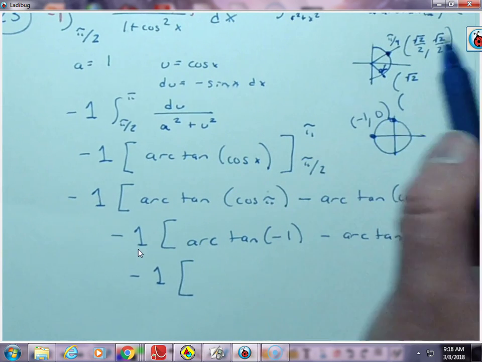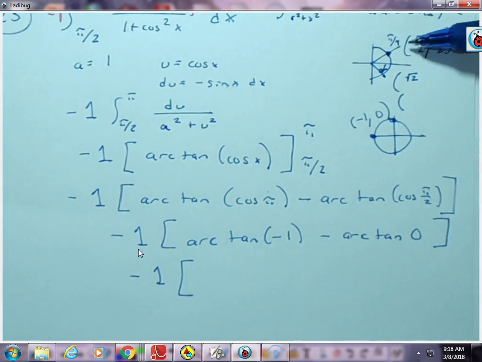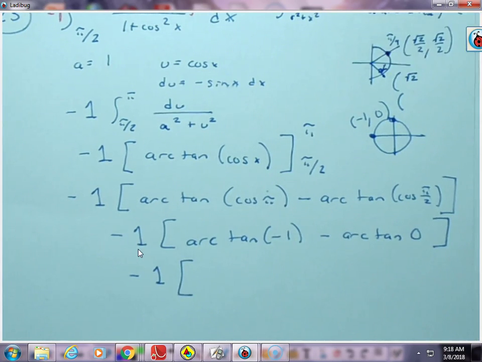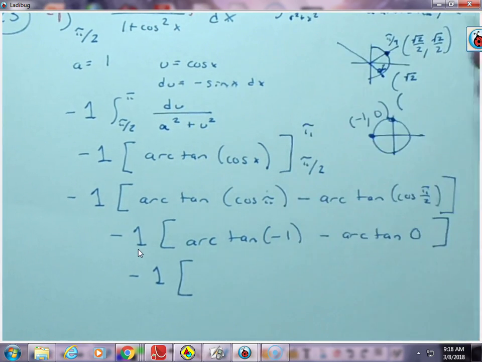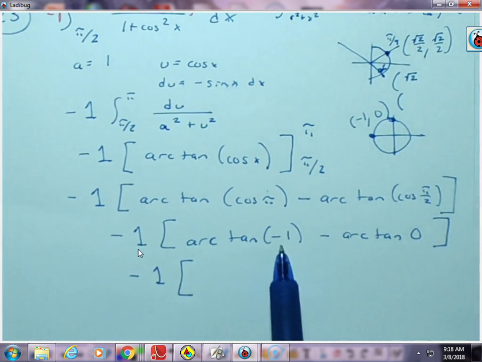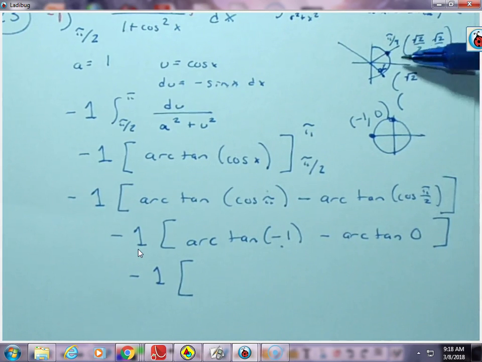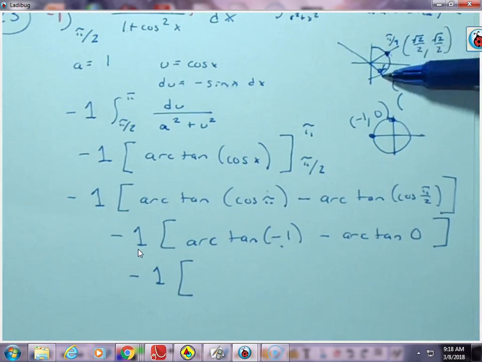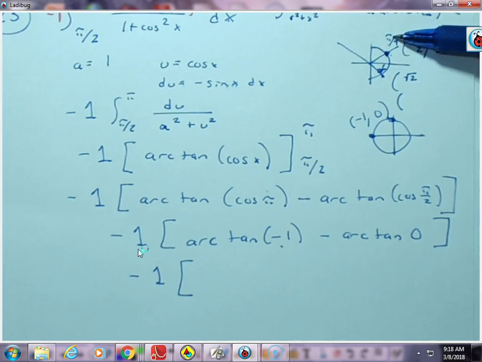Remember how you're supposed to be one-to-one? You're not wrong that in this quadrant, 3 pi over 4 does have a tangent of negative 1. But when they make it one-to-one, remember how they limit the domain? They limited it between negative pi over 2 and pi over 2 for arctan.